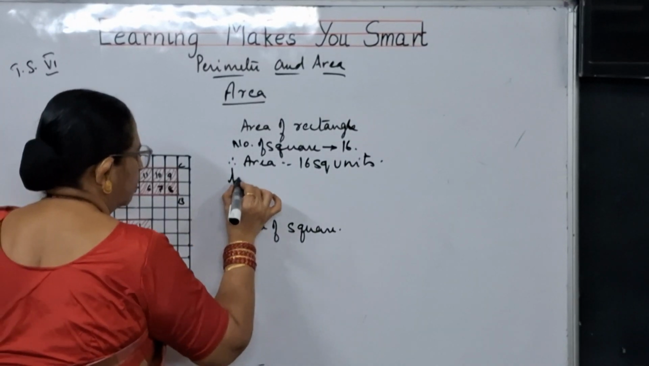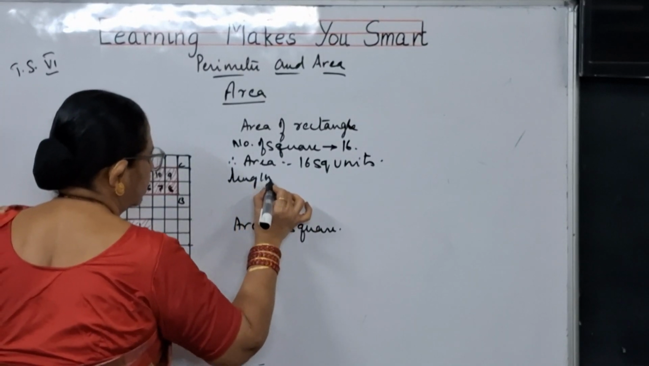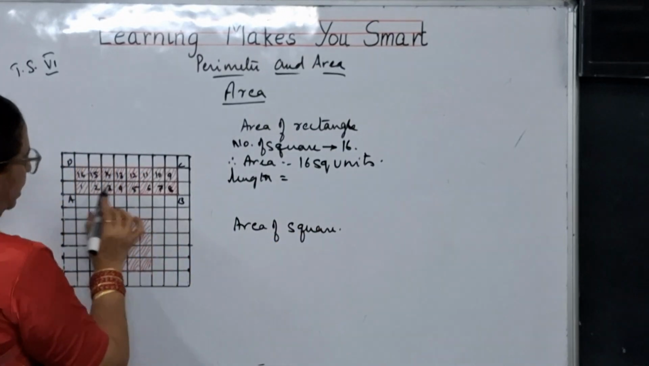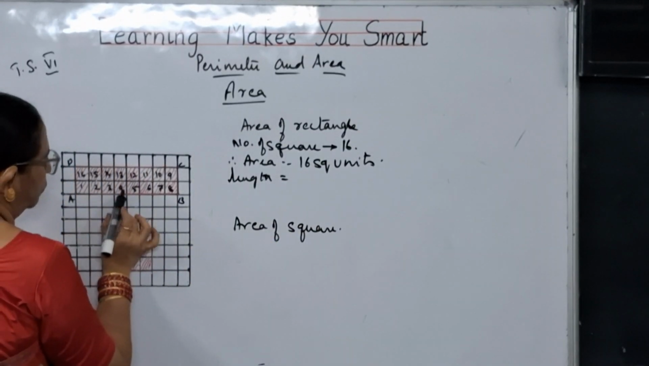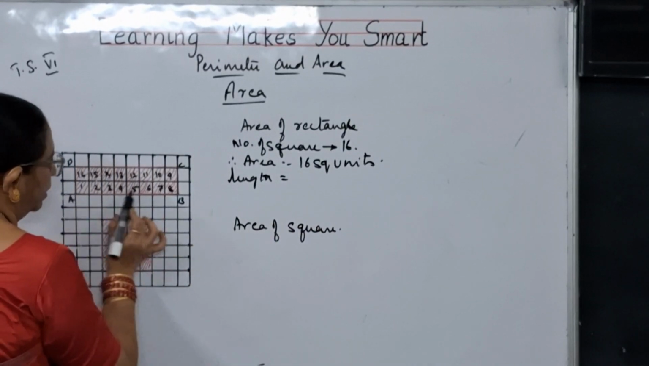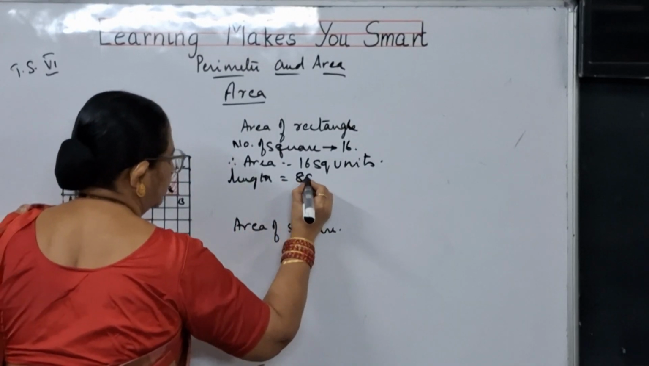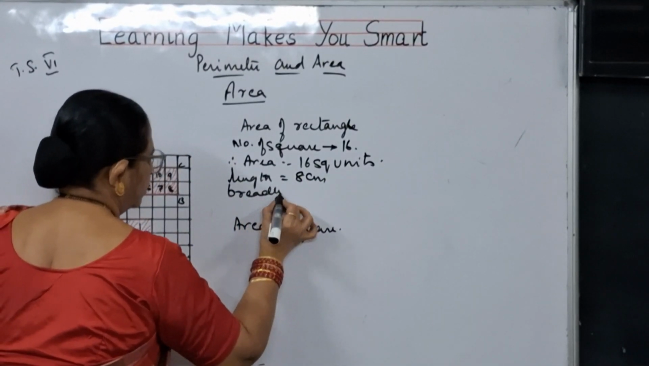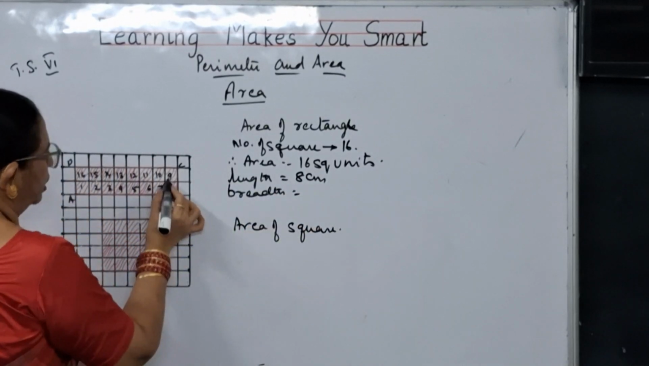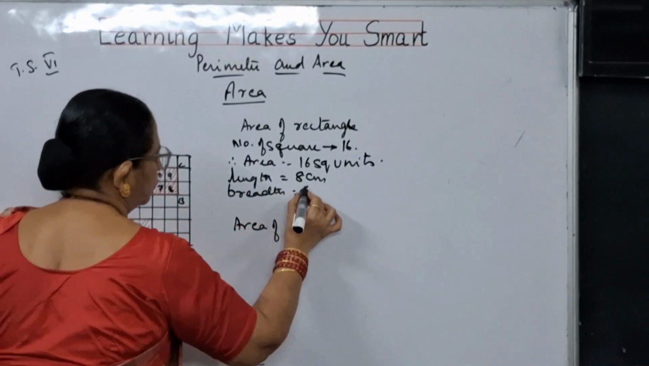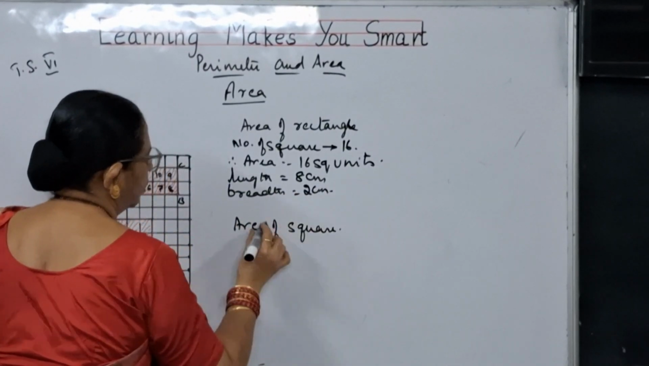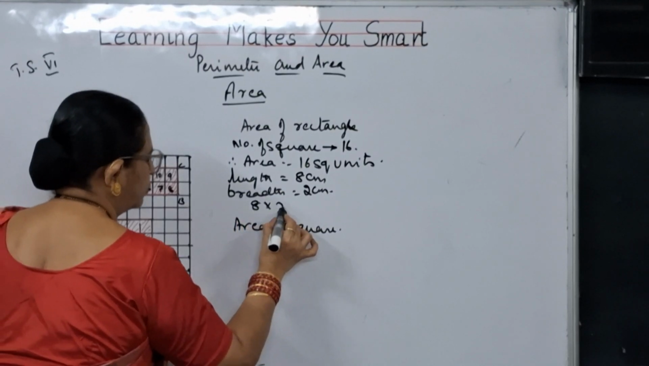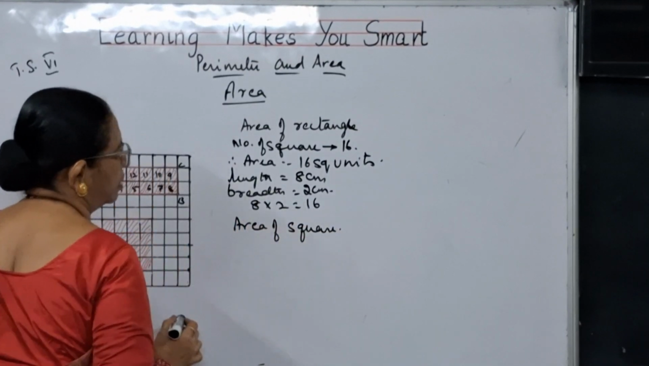Now let us talk about what is the length of this rectangle. Length is 1, 2, 3, 4, 5, 6, 7, 8. 8 centimeters is length. And what is the breadth? What is the breadth, children? 1, 2. This is breadth, 2 centimeters. So we know that 8 into 2 is also 16.